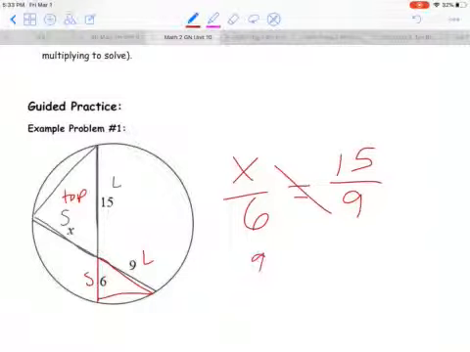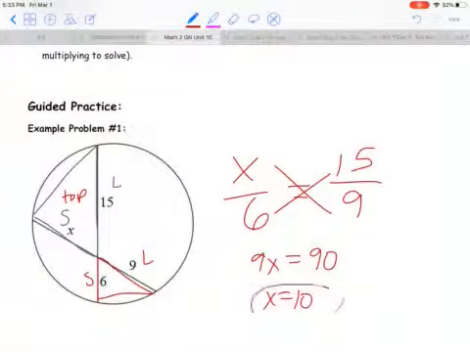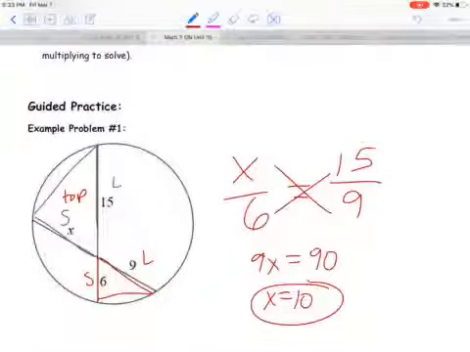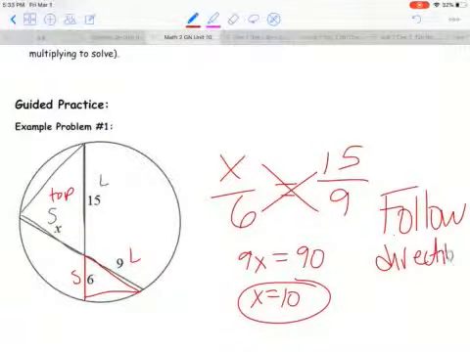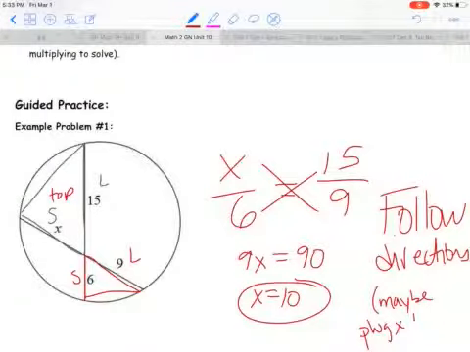So that makes 9x. That makes 90. Double check my math there. And then x equals 10 when you divide that. And then again, follow directions. If it asks you to plug it back in, you've got to plug x back in. Okay, that's the only hiccup that comes up here.